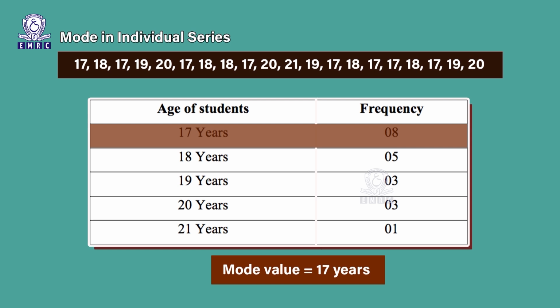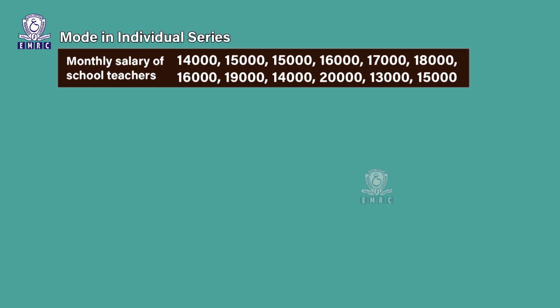Now let us take one more example to have a clear understanding of how to calculate the mode for the individual series. The monthly salary of school teachers is 14,000, 15,000, 15,000, 16,000, 17,000, 18,000, 16,000, 19,000, 14,000, 20,000, 13,000, 15,000. These are the salaries of the school teachers. We have to find the mode value.